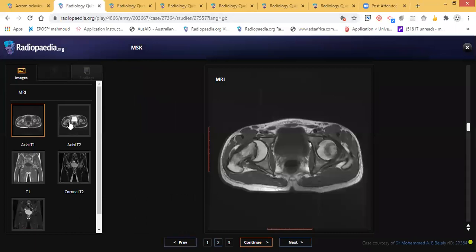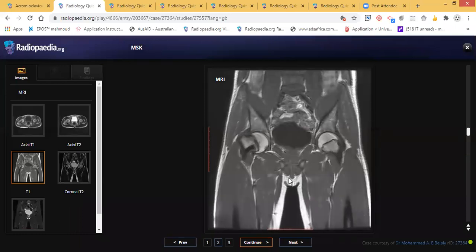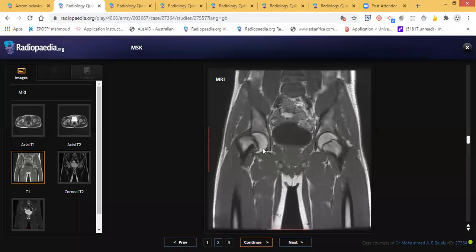Okay, I think this one will be easier. In the previous X-ray, you find slipped capital femoral epiphysis, but in MRI, I think the MRI is easier.